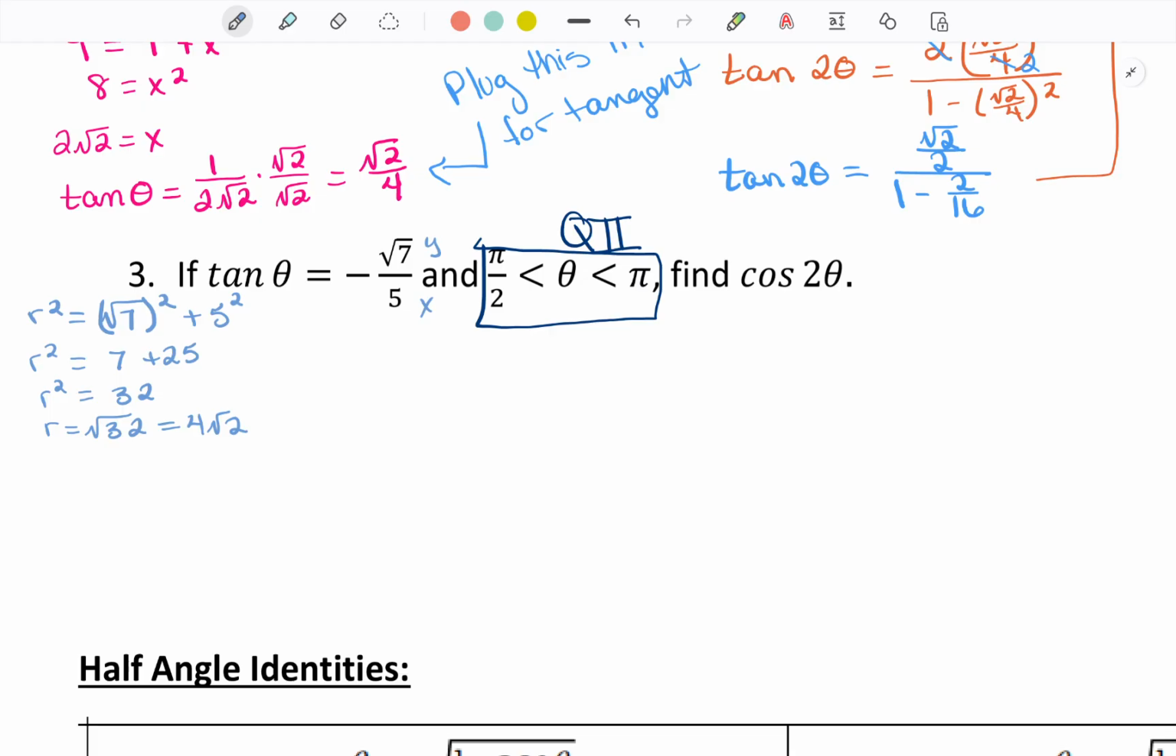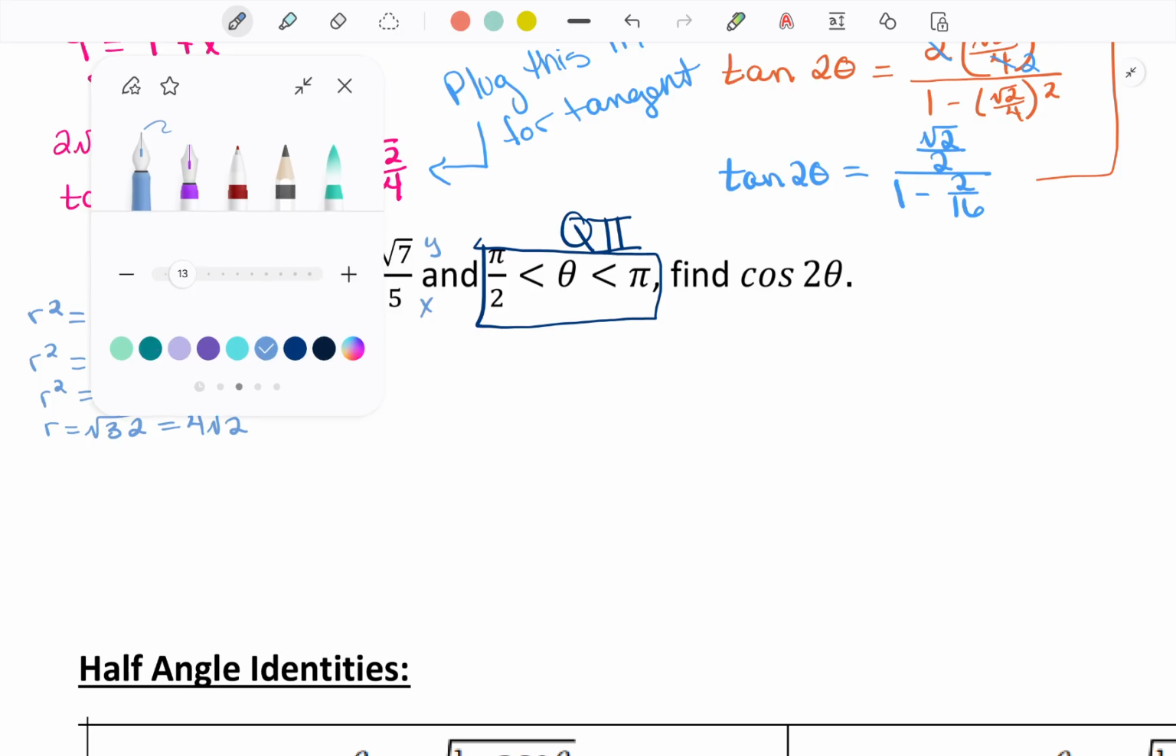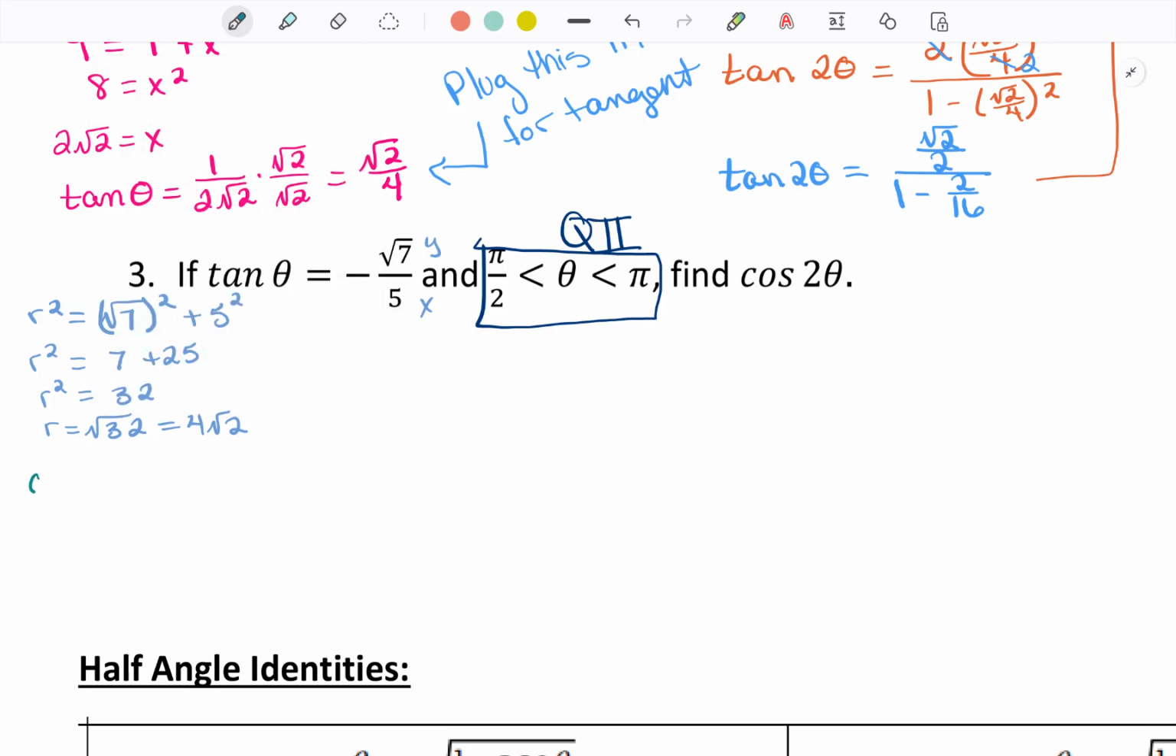So now we are going to go ahead and I'm going to do cosine first. And so I'm going to make that ratio. So cosine theta is going to be negative 5 over 4 square roots of 2. Now, I'm not really going to worry about rationalizing. I can. In fact, yeah, I probably just should.